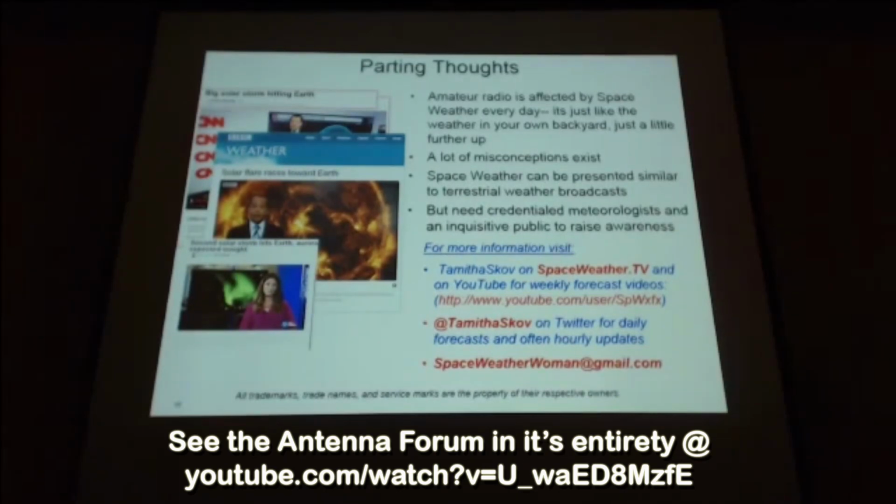And there are a lot of misconceptions that exist. I mean, look at this to the left here. See this? You guys know now, this is the BBC: a solar flare races towards Earth. If it does, it already hit.